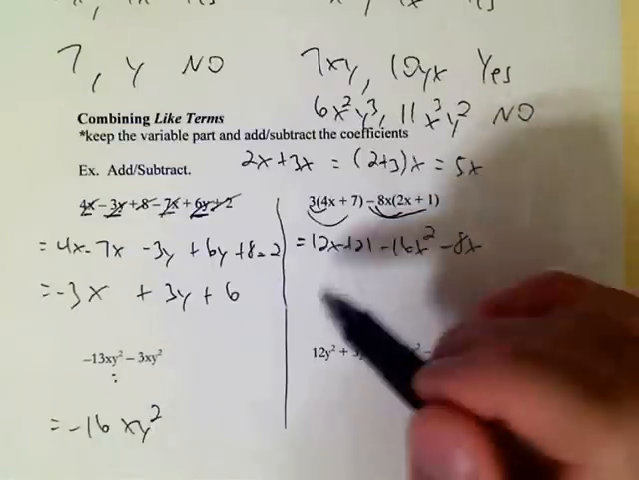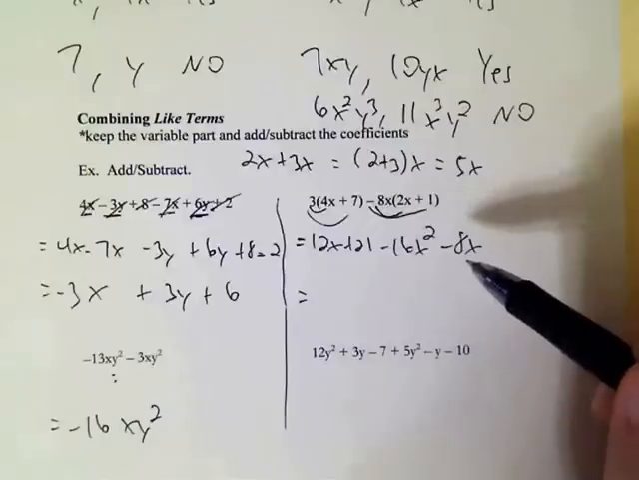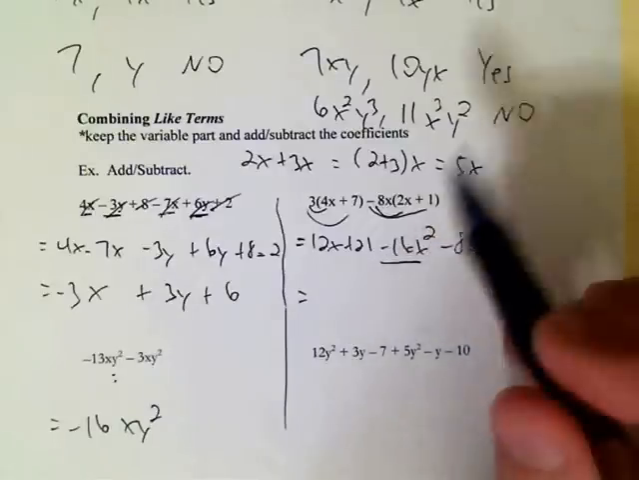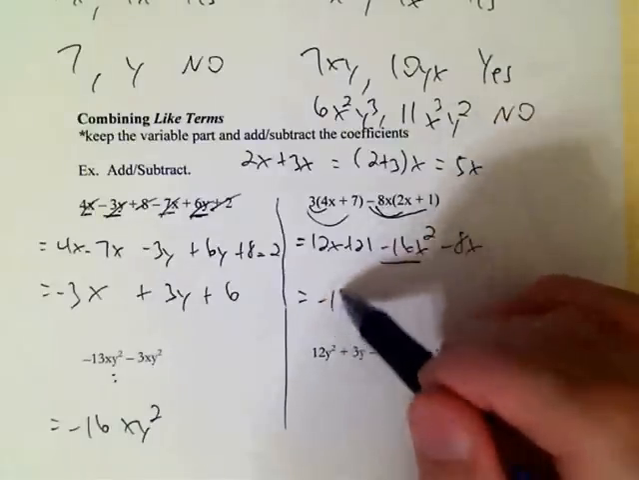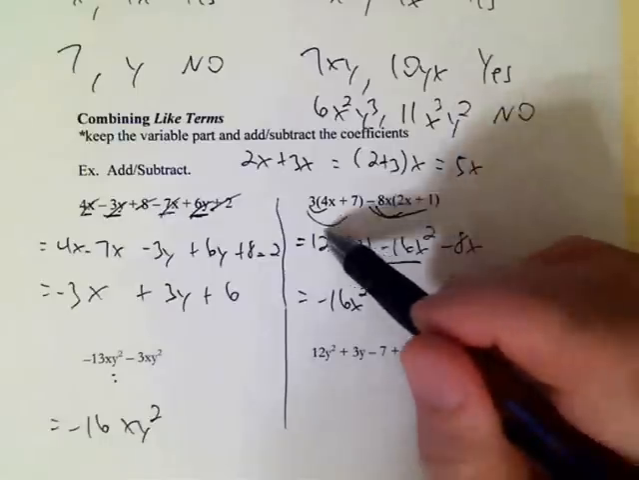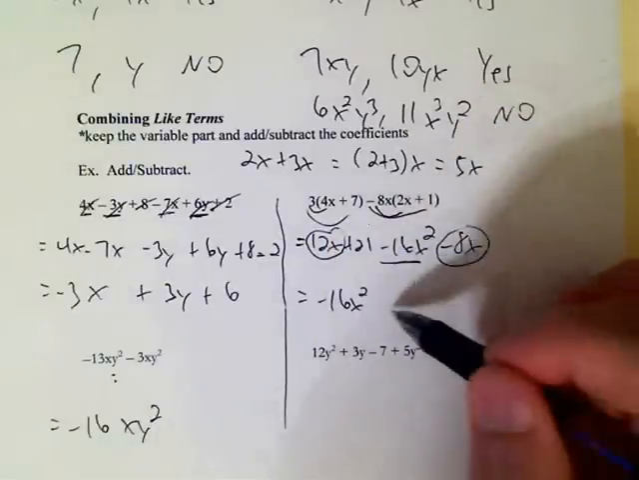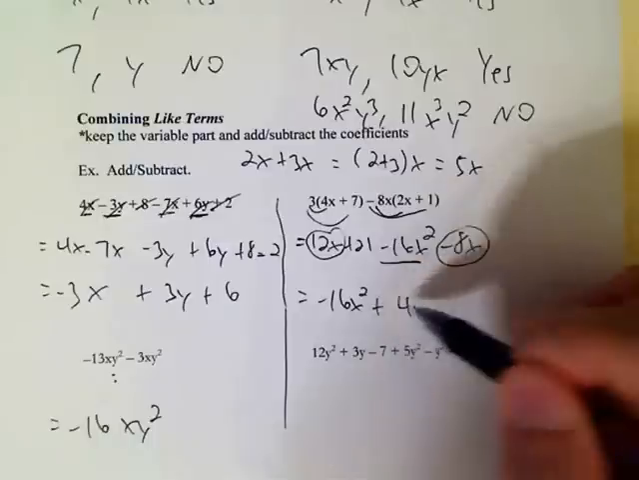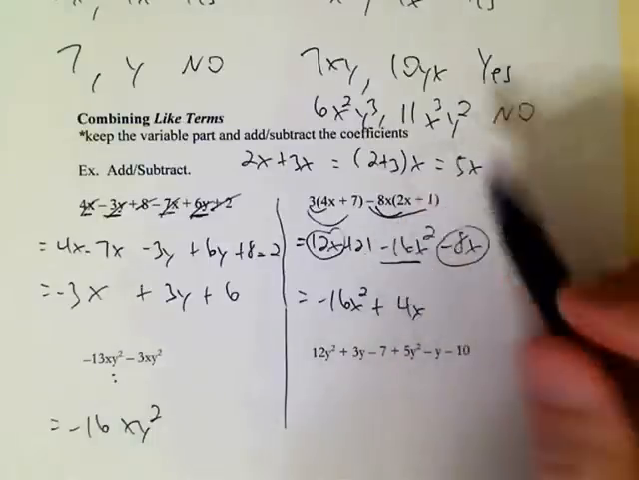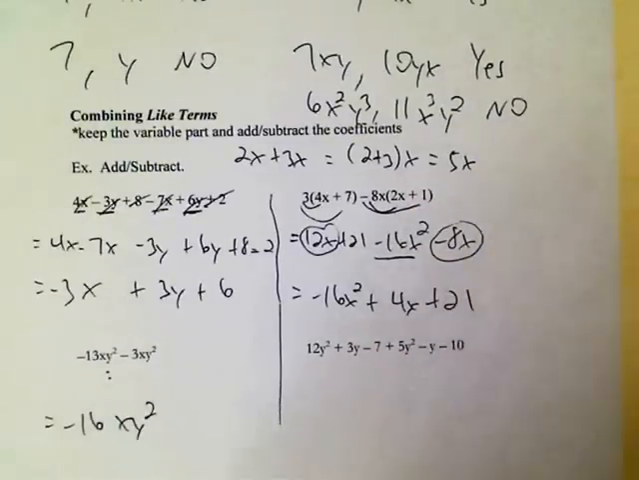Let's combine like terms. First off, this is the highest degree term. Let's write it first. These two both have an x. We're going to combine those. 12x minus 8x is 4x. In fact, it's a positive 4x. And this 21 is the only constant term, so let's write it down. And we're done. That's all you're doing.